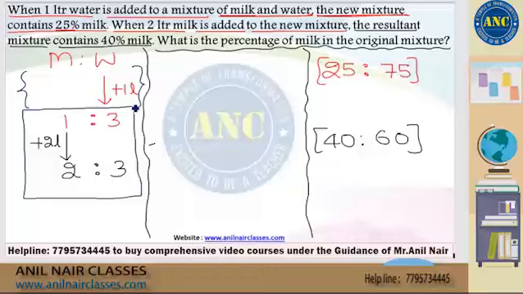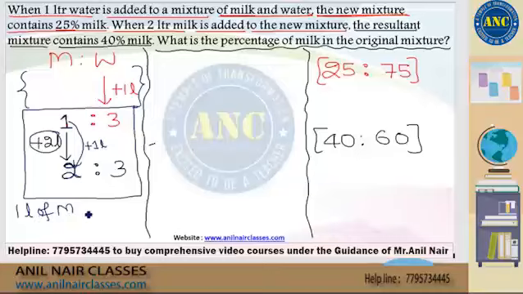Now what is the meaning of it? Can I say that initially in the second new mixture 1 liter of milk is present, but later it became 2 liters of milk? 1 is becoming 2. According to the ratio I added 1 liter, since 1 plus 1 is 2, but the question says I added 2 liters of milk. 1 is becoming 2, multiply by 2. That means the entire thing is multiplied by 2.